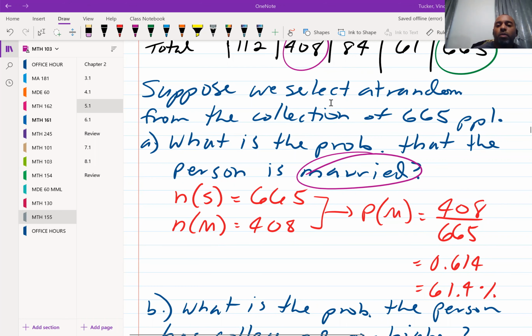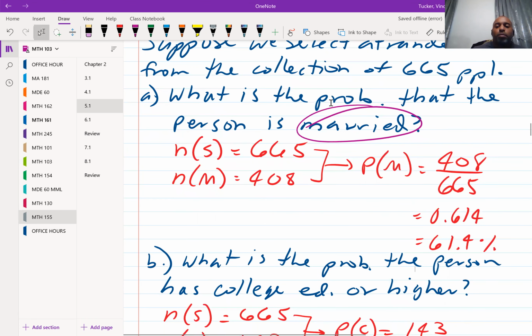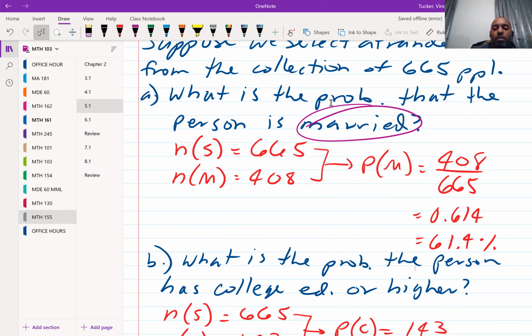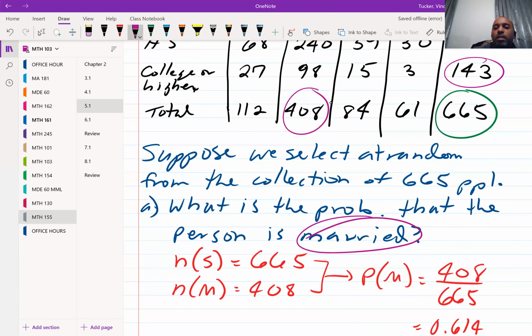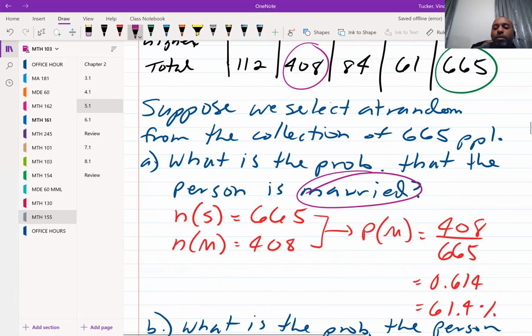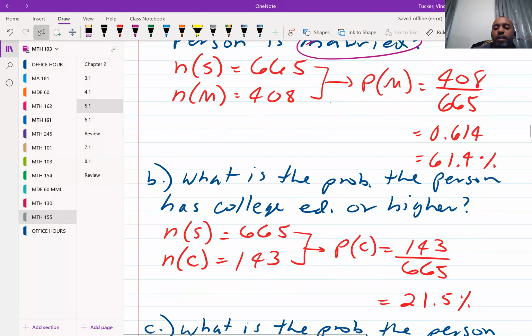All right, we're good at scrolling up. All right, next one. What is the probability that the person has a college education or higher? If you go back to the chart, college education or higher, these people right here, 143. So that's why we did 143 over 665.